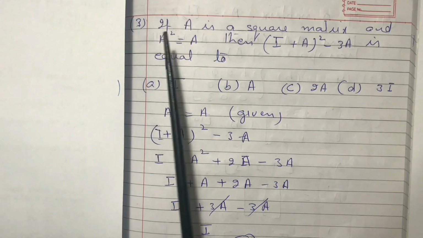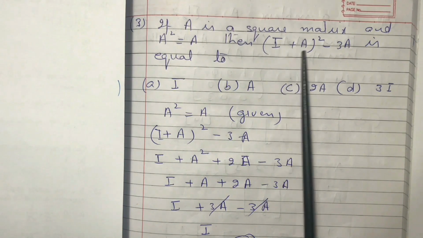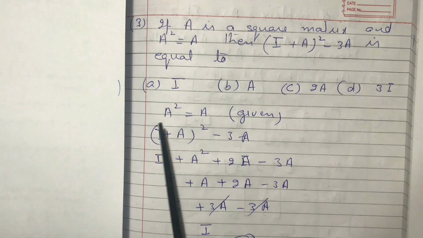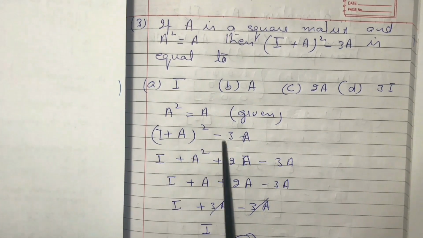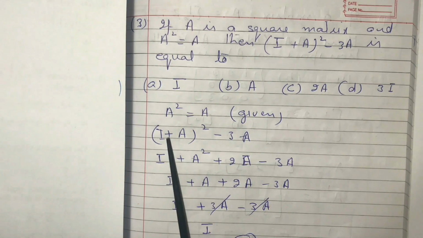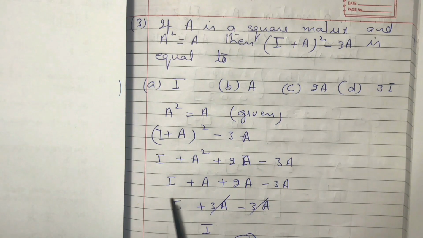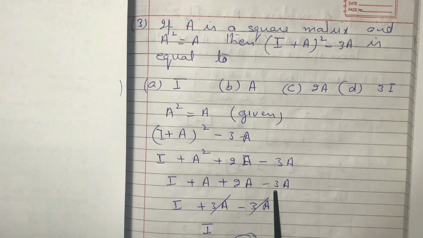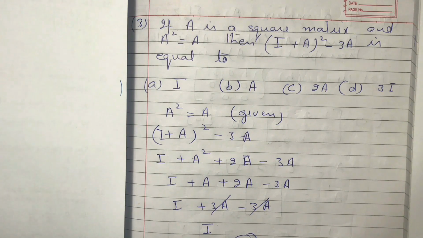Now its third question is if A is a square matrix and A square is equal to A, then (I plus A) whole square minus 3A is equal to, there are again 4 options. Now you know A square is A, that is given to us. (I plus A) whole square minus 3A. Write the identity here. You will get I plus A square plus 2A minus 3A. You will get I plus, instead of A square, write A, plus 2A minus 3A. Now 3A is cancelled. You will get this identity matrix. So A is the option.